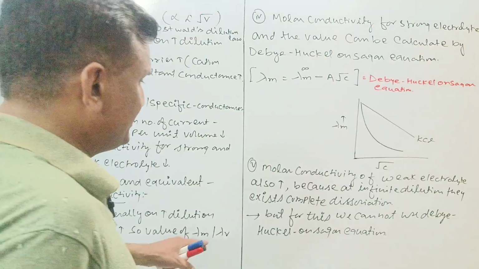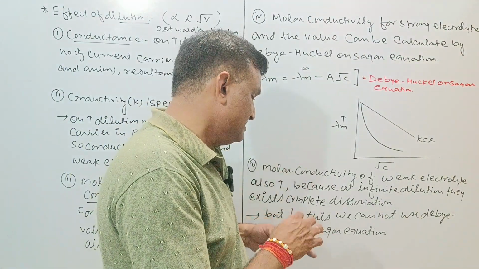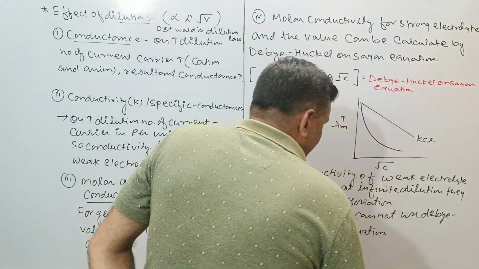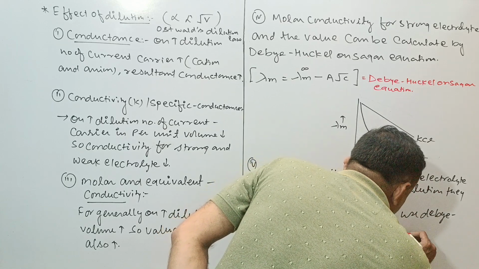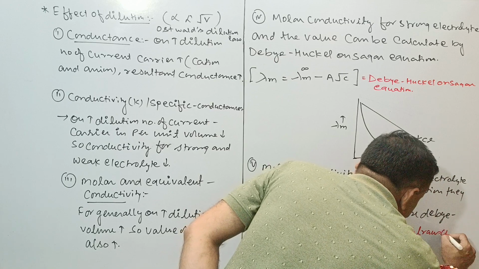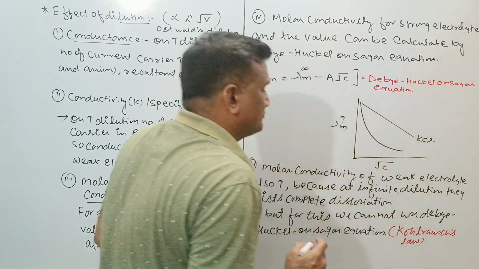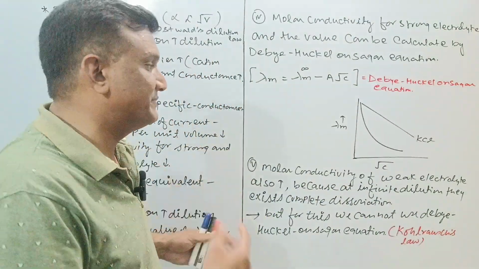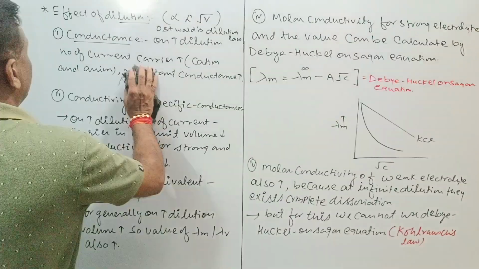Now, if we can't calculate the value of molar conductivity by the Debye-Hückel-Onsager equation, then what will be? The value of molar conductivity can be calculated by using your one and only Kohlrausch law. Kohlrausch law ka use karke particular weak electrolyte ki molar conductivity infinite dilution pe calculate kar sakte hain. How, and what is the Kohlrausch law?